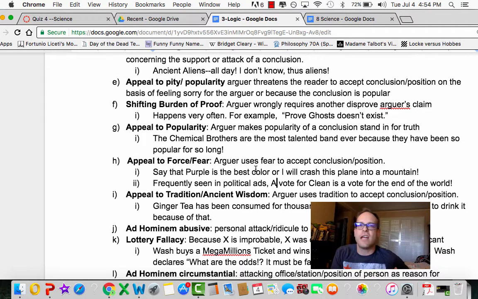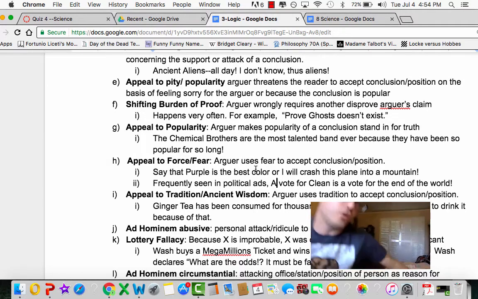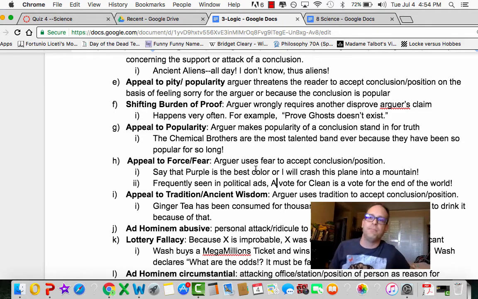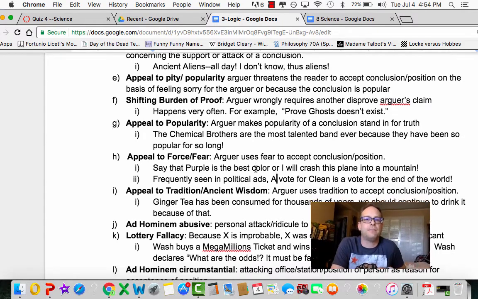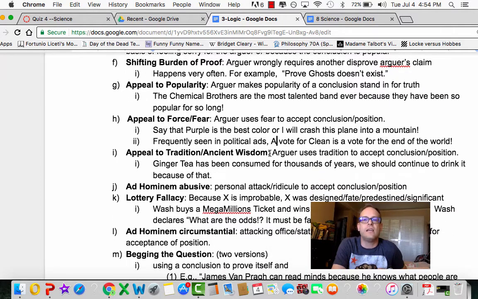If you've ever watched any presidential campaign, you'll see that many of the ads are just appeals to fear, right? If you vote for so-and-so, it's going to be the end of the world. They're going to blow us up. Stuff like that. Another argument fallacy: appeal to tradition, or appeal to ancient wisdom.